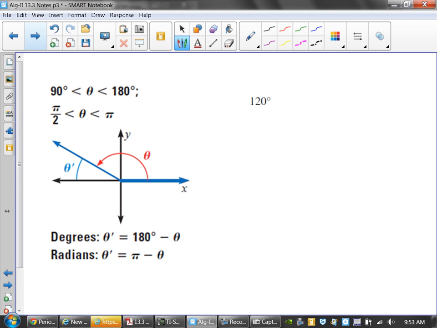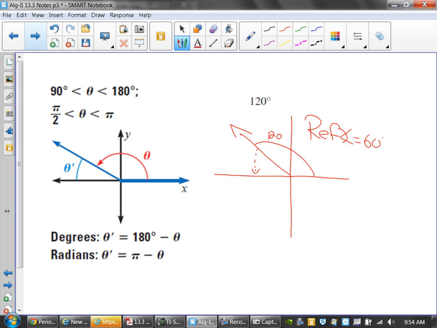So let's take a look at this. Really easy example. 120 degrees. Everybody agrees that 120 degrees is going to wind up in the second quadrant, right? Okay. So if I'm going to draw out 120 degrees, the reference angle is how much does it take to get down to the x-axis? 180 minus that. What do you get? 60.